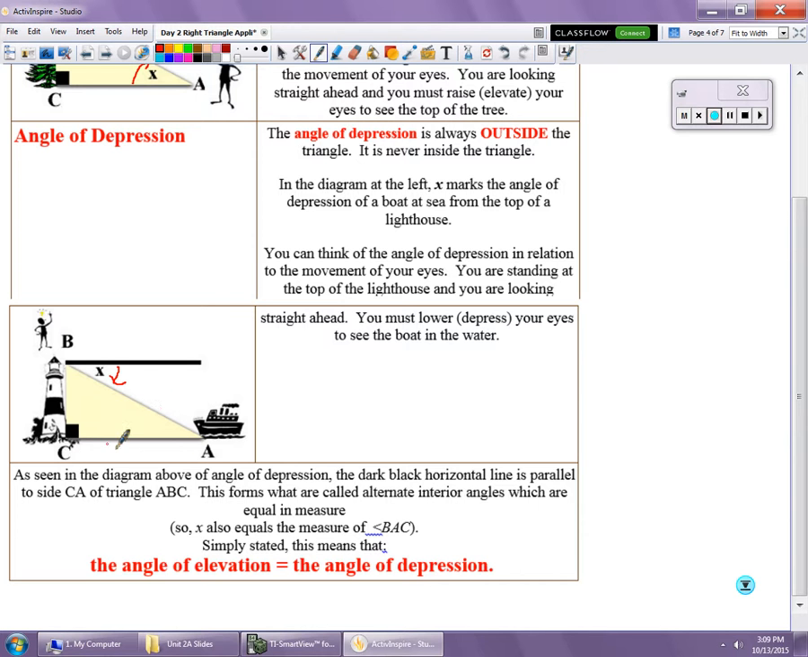In fact, because these are two parallel lines and this is a transversal, this angle here, x, is the same. So the angle of depression is actually the same as the angle of elevation because these are two parallel lines cut by a transversal. So you are able to solve the angle of depression problem by putting the x where the angle of elevation would be, because the angle of elevation is equal to the angle of depression.